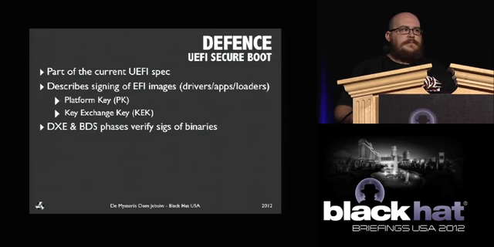So there's a set of keys stored in NVRAM that are used to verify the vendor signatures on the drivers at boot time. So the DXE phase, when it loads a driver from an option ROM or from whatever, checks the signature and doesn't load it if it's not signed by Apple or whoever. And then the BDS phase does the same thing when it loads bootloaders, so it won't load an unsigned bootloader.